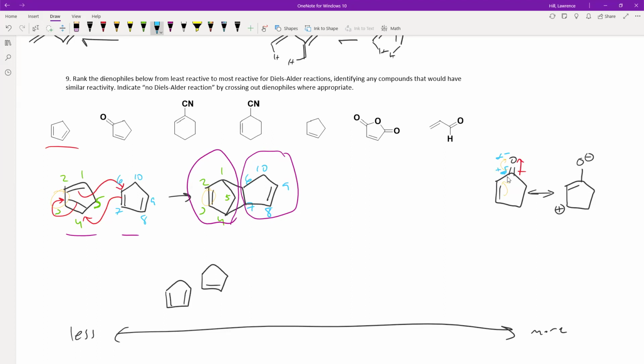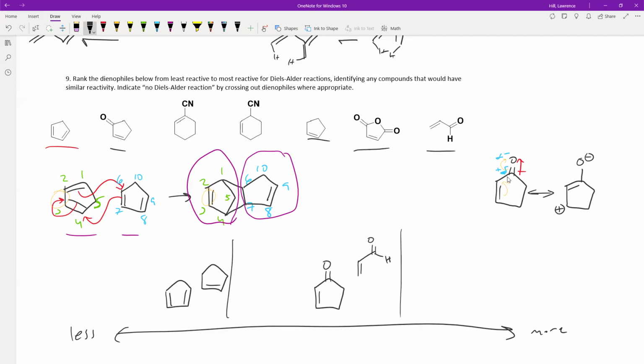Okay, so that's one way to think about it. We know we put an electron withdrawing group on there, so we know that's going to make it more reactive. So we put this dienophile somewhere over here. I'm going to skip ahead to this one. And for this, we'd expect to get a similar result. Here we have a double bond. We have a carbonyl carbon adjacent to the double bond, and you're going to get a similar result. So those two should be about the same.